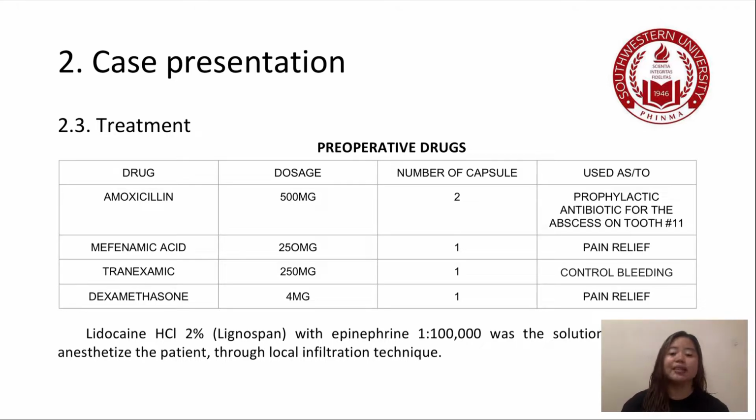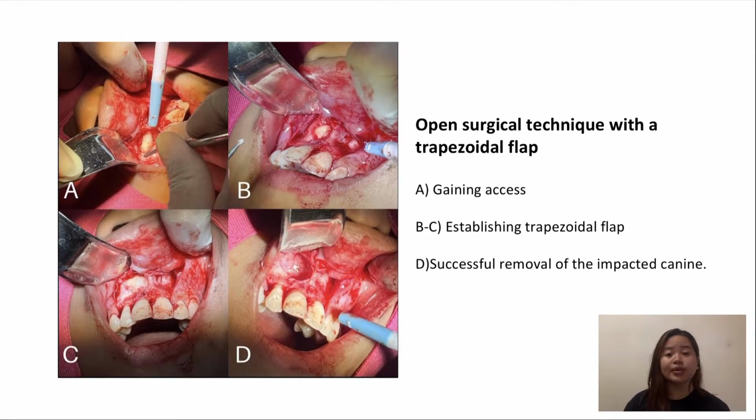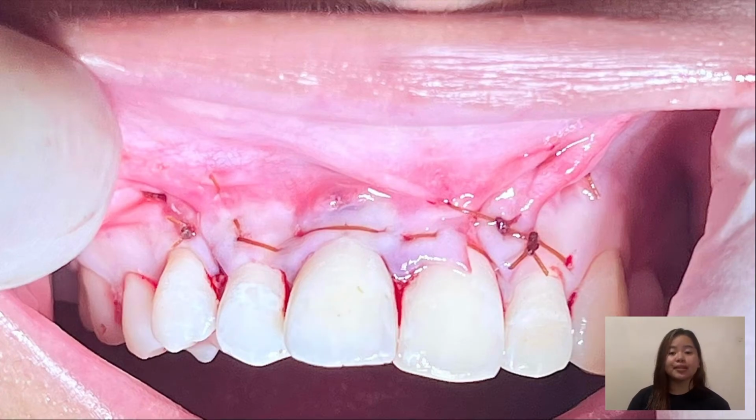For the anesthesia, lidocaine HCl 2% or linospan with epinephrine 1:100,000 was the solution of choice to anesthetize the patient through local infiltration technique. Here are the actual photographs of the open surgical technique with the trapezoidal flap. Figure A illustrates healing axis, Figure B and C illustrate establishment of the trapezoidal flap, and Figure D illustrates successful removal of the impacted canine. After the successful removal of the impacted canine, the flap was sutured shut using chromic catgut.